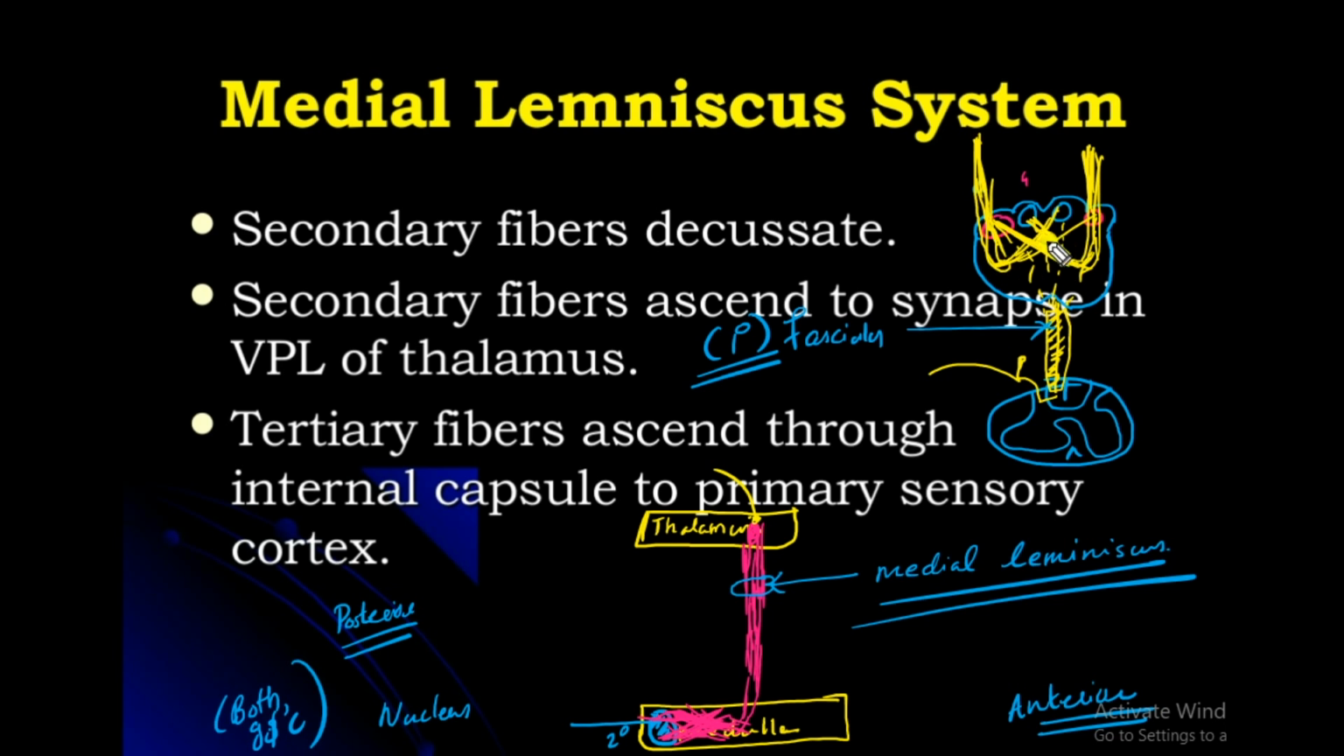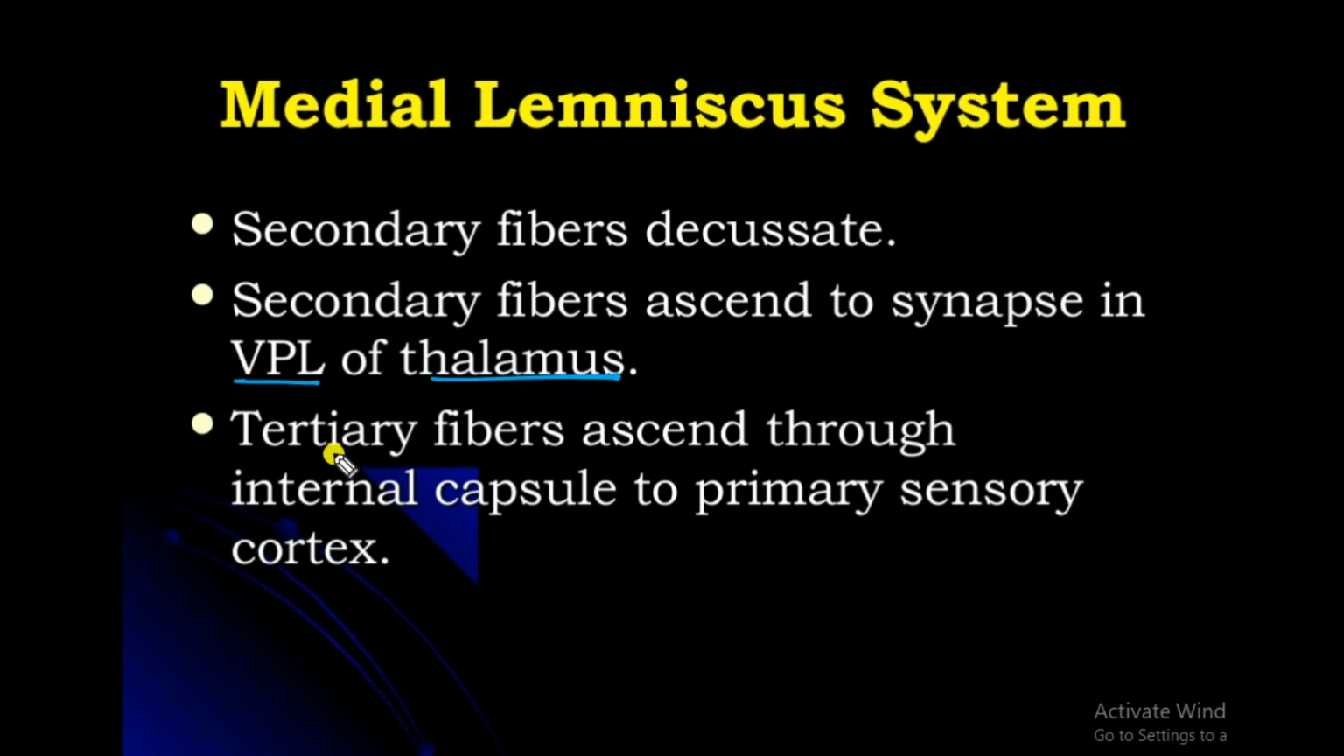In decussation, or crossover, you can see two medial lemniscus, or medial lemnisci. You can see the second order fibers. These are the second order fibers ascending to the thalamus. Tertiary fibers ascend through the internal capsule to the primary sensory cortex.